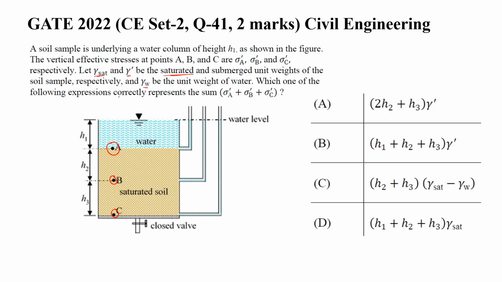Which one of the following expressions correctly represents the sum of sigma A dash, sigma B dash, sigma C dash? So these are the options. After summing up these three, which is equal to one of them, we need to find out the answer. For this we need to know how to calculate pore pressure first, and also effective stress.